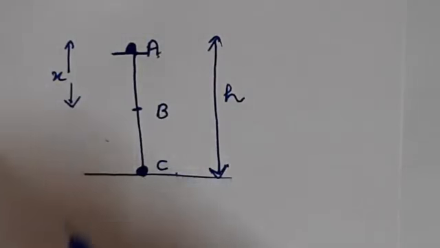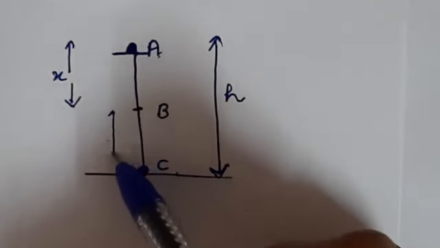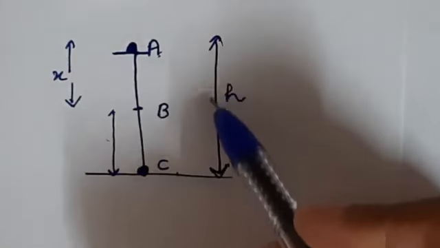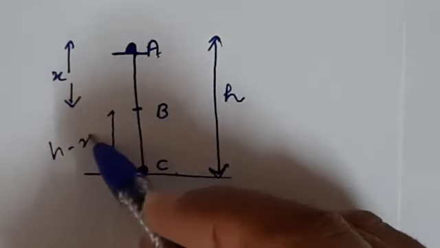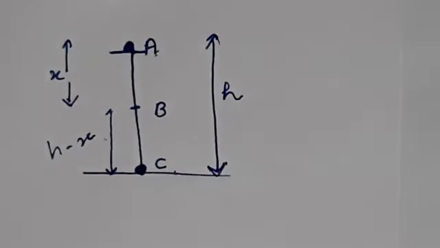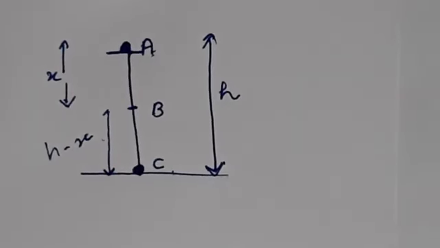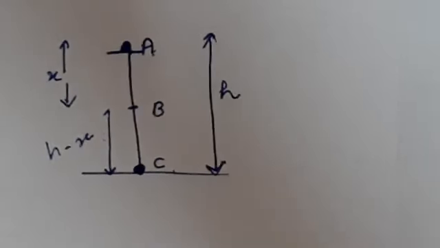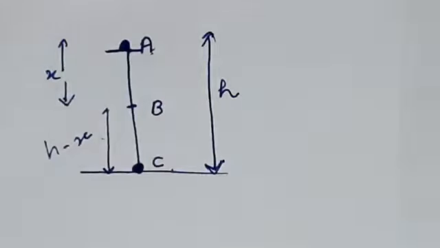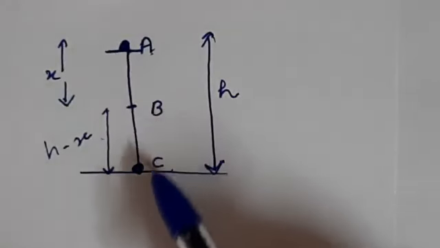Now what is BC? BC will be H minus X. Clear, students? So this is the condition we are assuming, that the object is in the state of free fall.